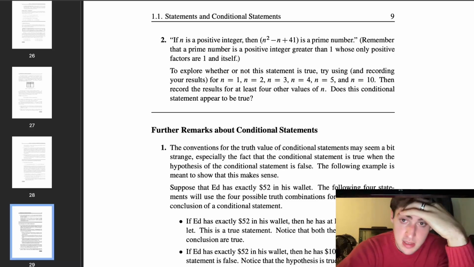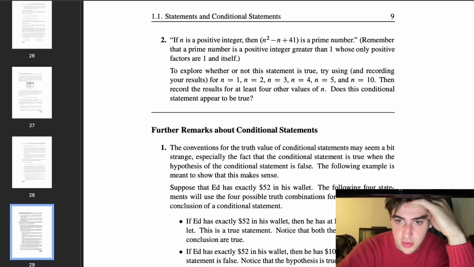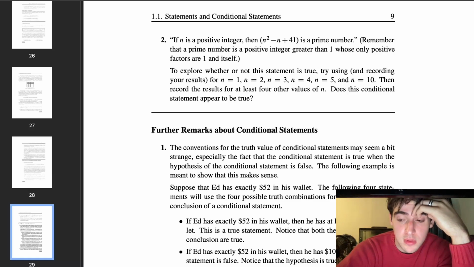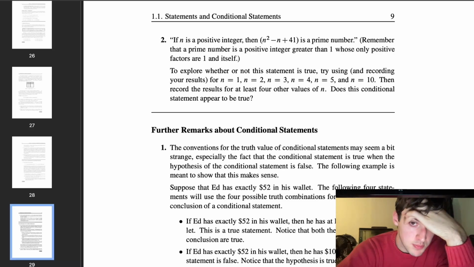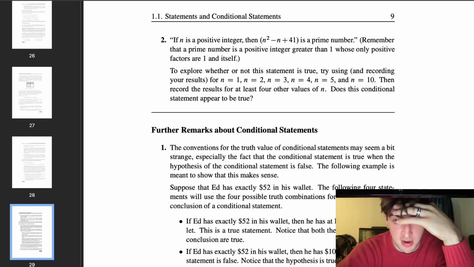Let's just do the other single digit numbers. Let's do 6. 6 squared, 36. Minus 6 is 30. Plus 41 is 71. Pretty sure that's prime. 7 squared is 49. Minus 7 is 42. Plus 41 is 83. Is 83 prime? I'm pretty sure it is. Let's do 8. 64 minus 8 is 56. Plus 41 is 97. Pretty sure that's prime.